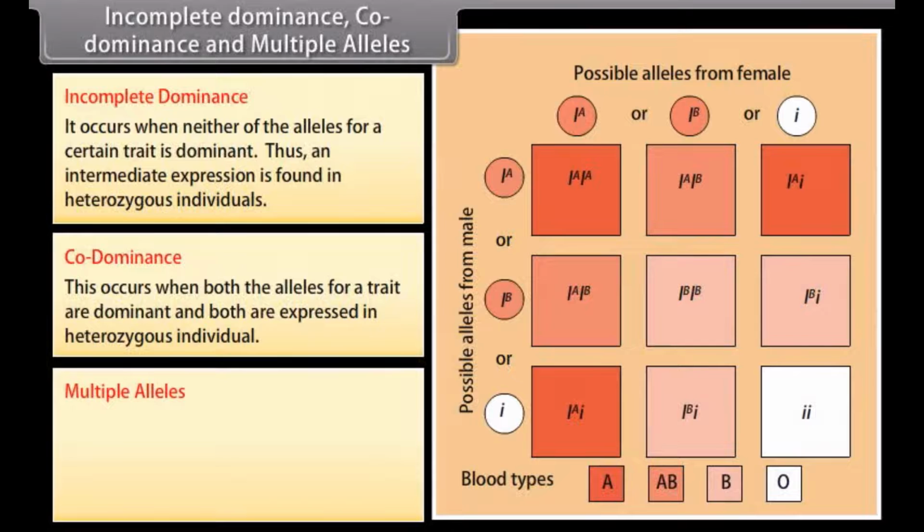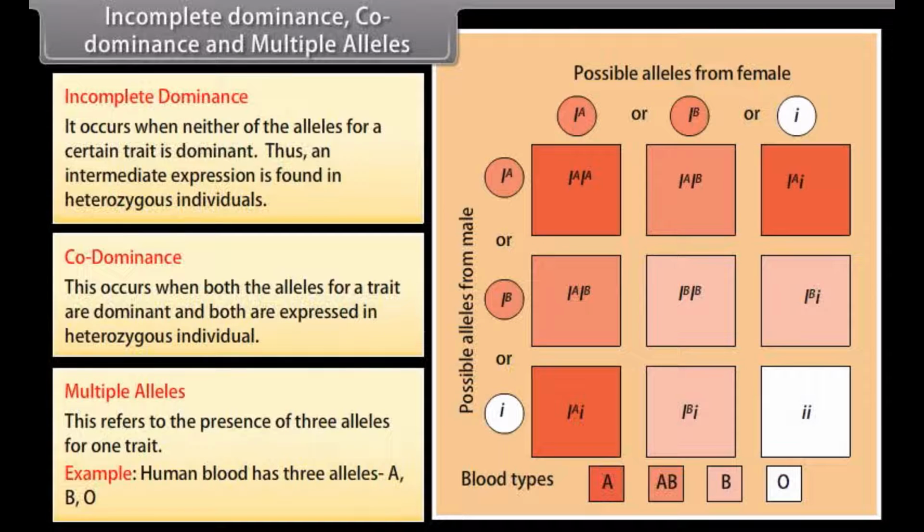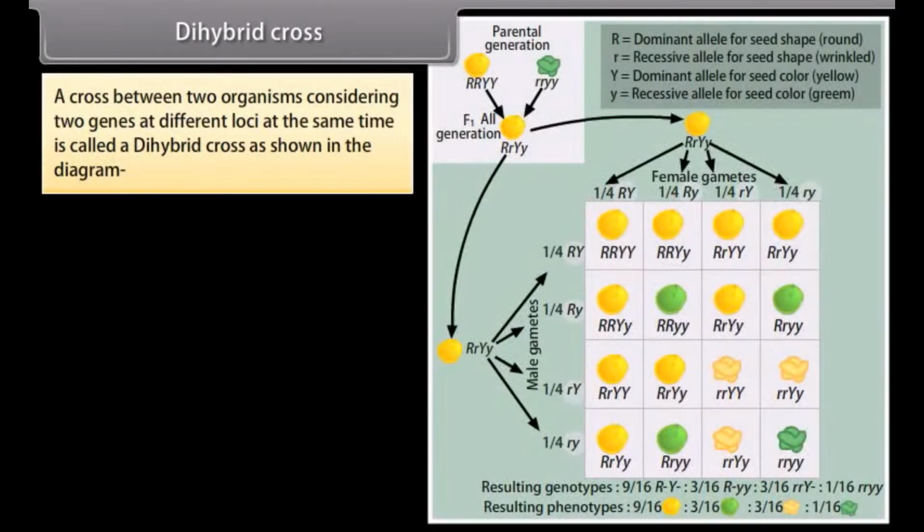Multiple alleles. This refers to the presence of 3 alleles for one trait. Example: human blood has 3 alleles, A, B, O. Dihybrid cross. A cross between two organisms considering two genes at different loci at the same time is called a dihybrid cross as shown in the diagram.